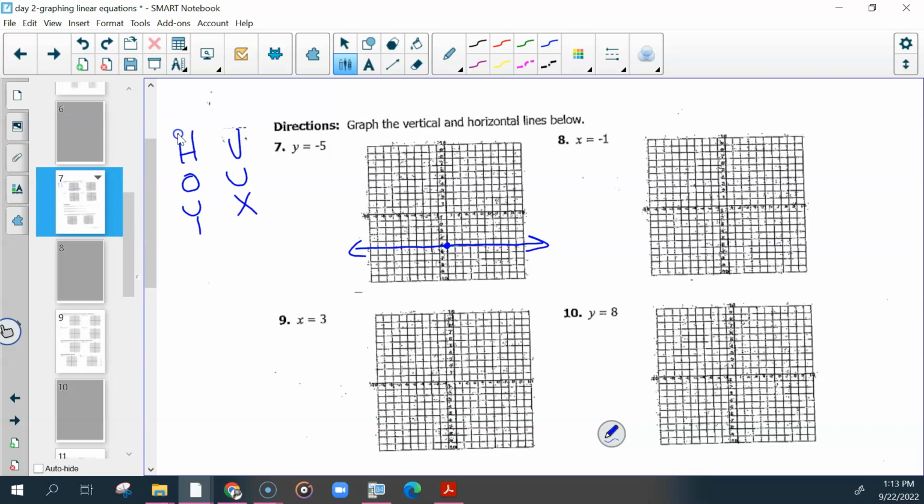So then number 8 is opposite. This is an x equals, so it's a vertical line, up and down. Along your x-axis, find when x is -1 and plot a point. And then draw a vertical line through that point. And that is it.